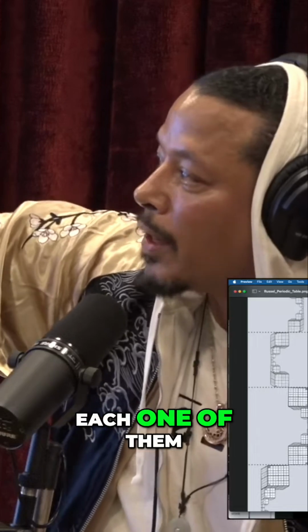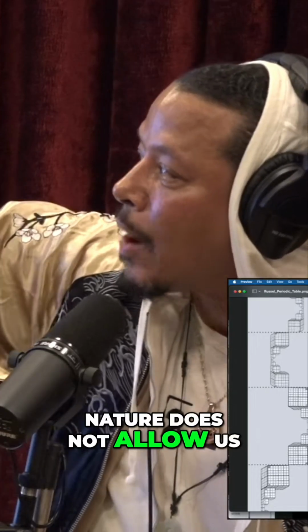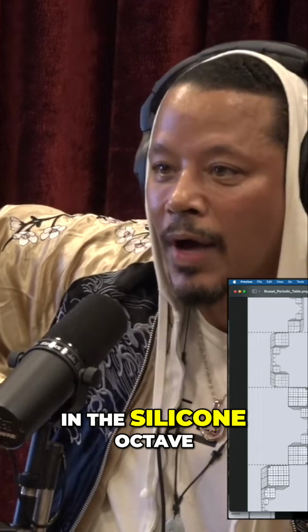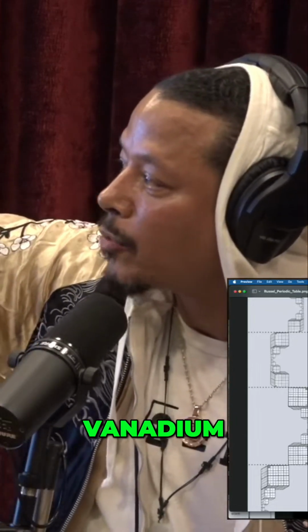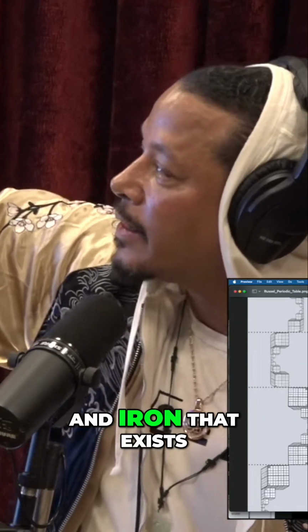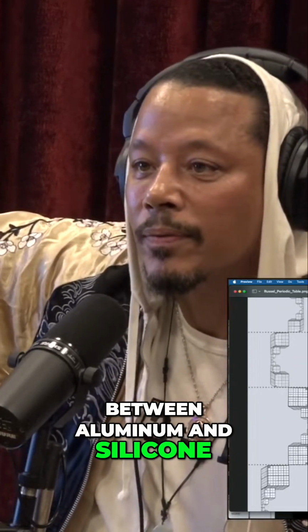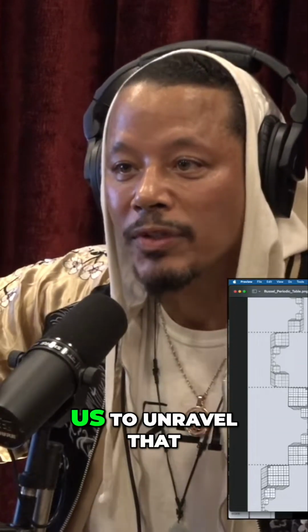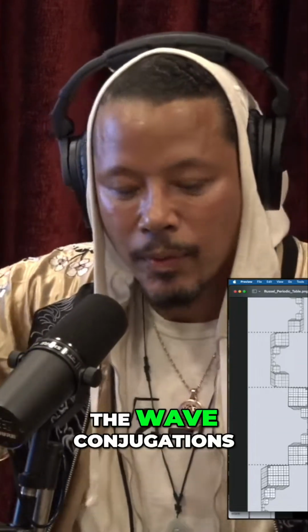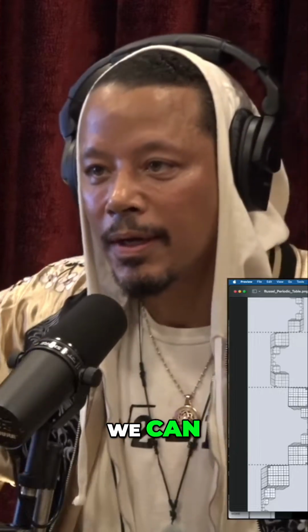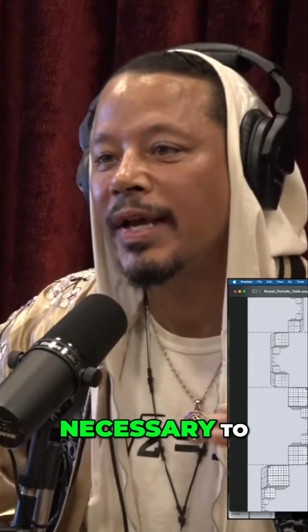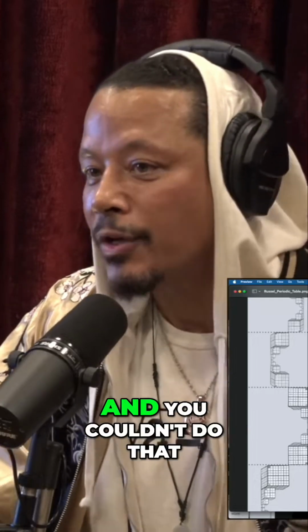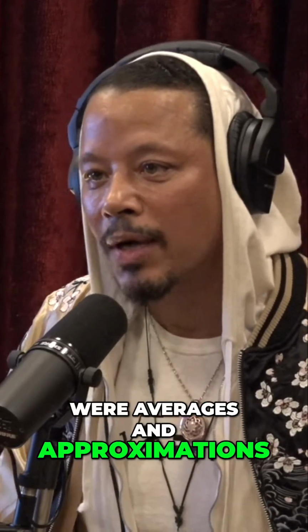But in between each one of them, nature does not allow us, in the silicon octave, for there to expand out. But there is the same titanium, vanadium, chromium, magnesium, and iron that exists between aluminum and silicon. But nature doesn't allow us to unravel that. But now with the wave conjugations, we can. We couldn't do that before because we didn't know the angles of incidence that were necessary to open these things up. And you couldn't do that with the platonic solids, because the platonic solids were averages and approximations.